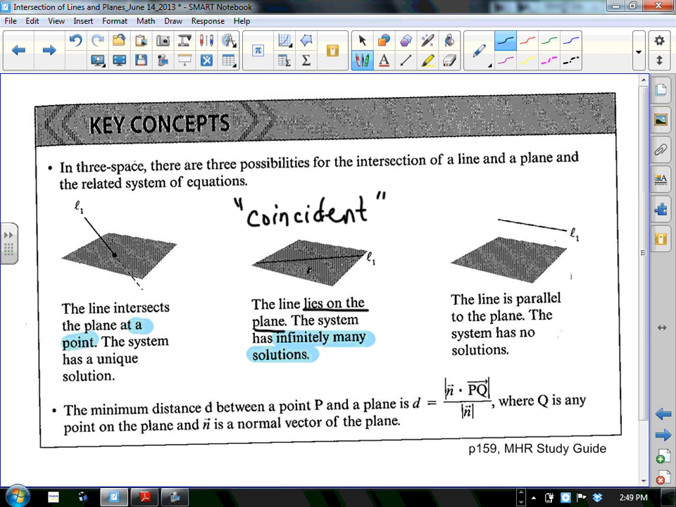Last but not least, let's consider the scenario where the line is parallel, which would have no solutions. The line lies entirely above or below and parallel to the plane, hence no solutions. Later on, we're going to take a quick look at how to determine the distance between any point P in space and another point that is on the plane. But more to come on that later.